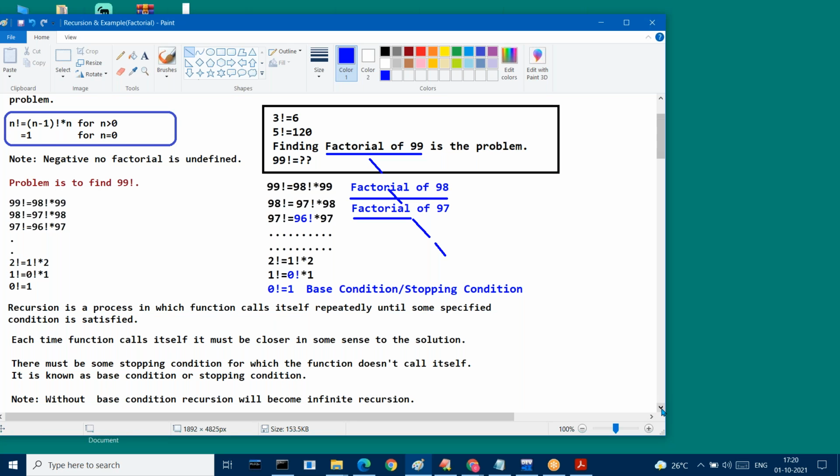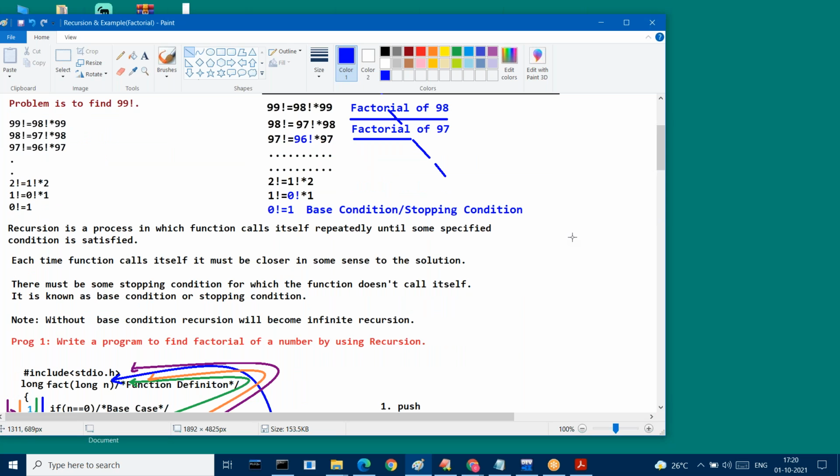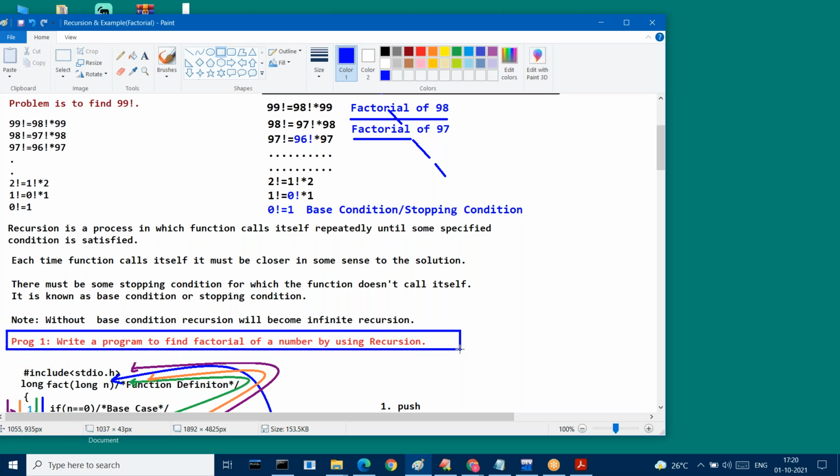Next, sir, how will we approach, how will we achieve this recursion programmatically? So I will take a simple program first. I will show you the internal structure of that. When you learn the C programming language, this is your favorite program, finding the factorial of a number using recursion. But how this thing is internally implemented, that picture I will give today.